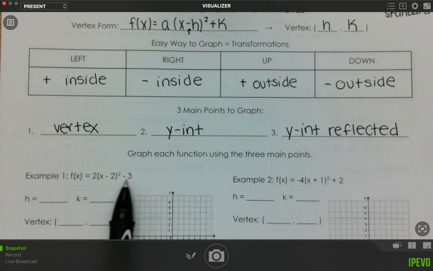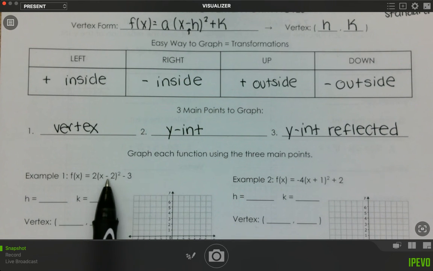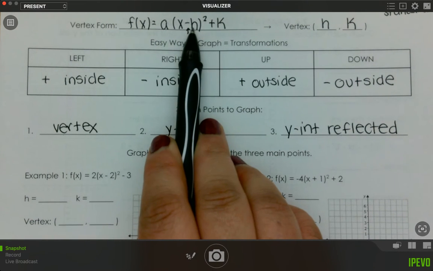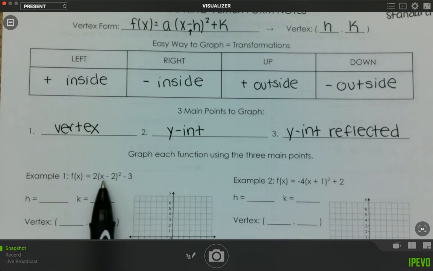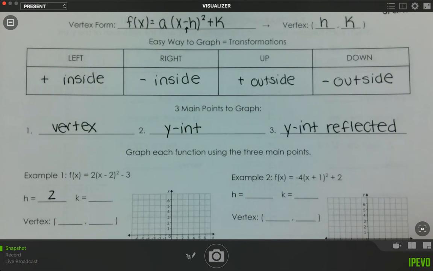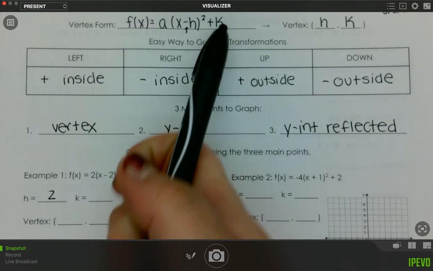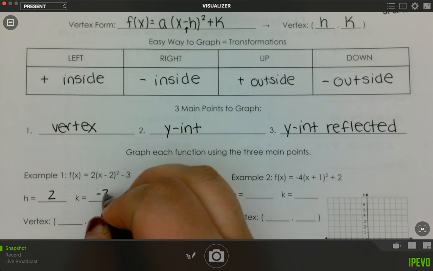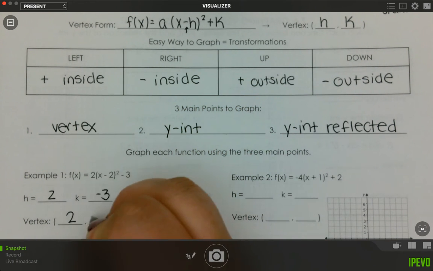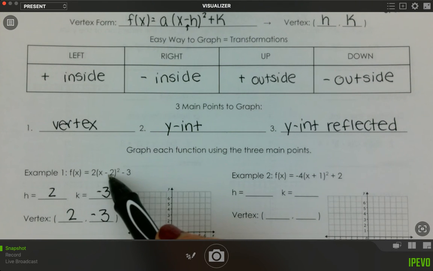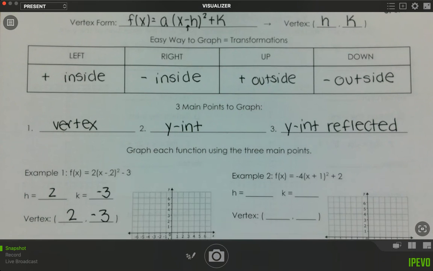So here and here we have our h and our k. But since h is the number being subtracted, what number is being subtracted from x? 2. K is the number being added at the end. What number is being added out here? -3. So our vertex is (2, -3). It's always going to be the opposite of this number, and then this one.